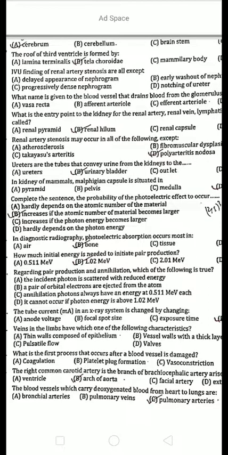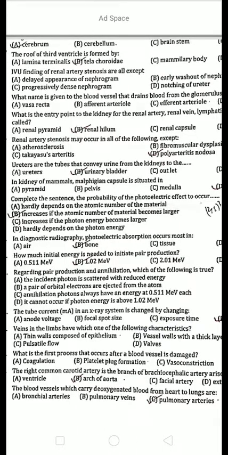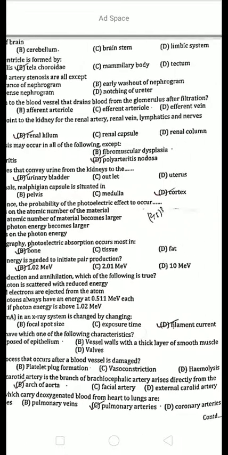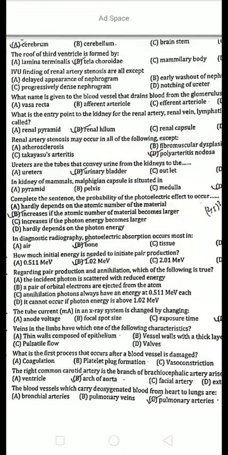The right common carotid artery is a branch of the brachiocephalic artery from the arch of the aorta. The correct answer is B. The blood vessel which carries deoxygenated blood from the heart is the pulmonary artery. This is an exception question: arteries usually carry oxygenated blood, but here it is deoxygenated. Keep in mind, it's a very important question. Pulmonary arteries are the exception, carrying blood from the right ventricle to the lungs, and the pulmonary veins carry oxygenated blood.